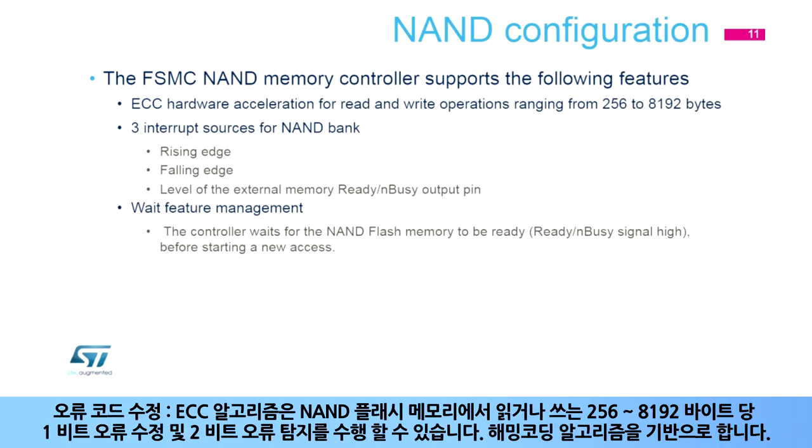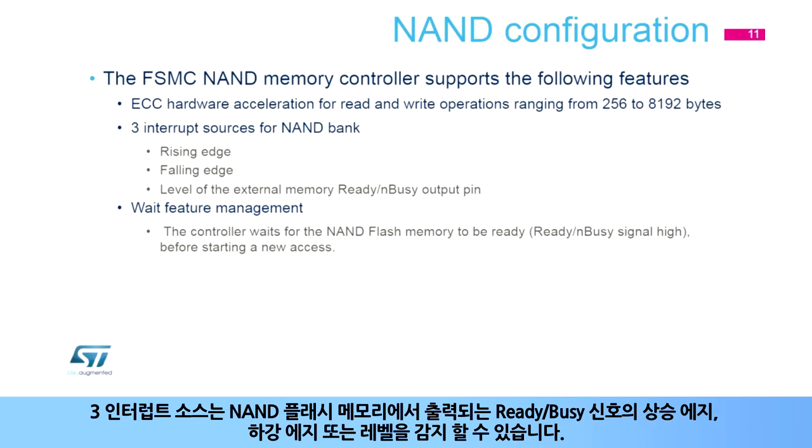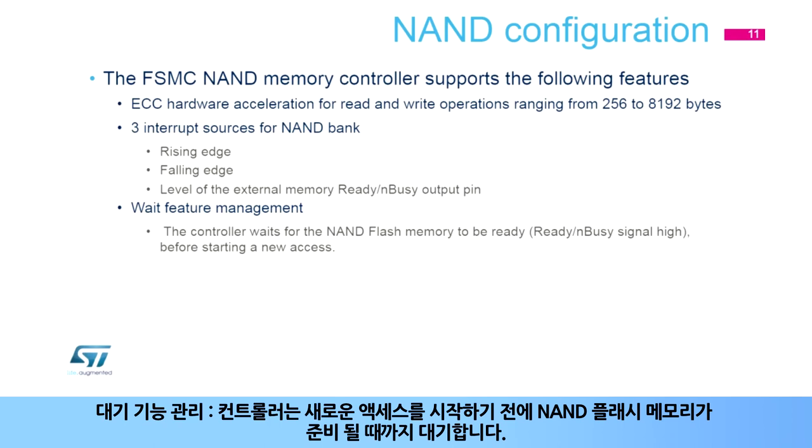Error code correction. The ECC algorithm can perform 1-bit error correction and 2-bit error detection per 256 to 8192 bytes read or written from or to the NAND flash memory. It is based on the Hamming coding algorithm. 3 interrupt sources can be enabled to detect a rising edge, falling edge, or level on ready, busy signal output from NAND flash memory. Wait feature management. The controller waits for the NAND flash memory to be ready before starting a new access.